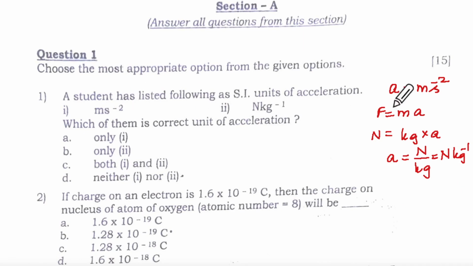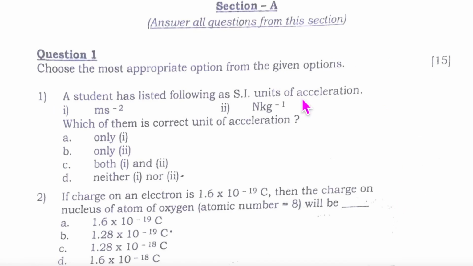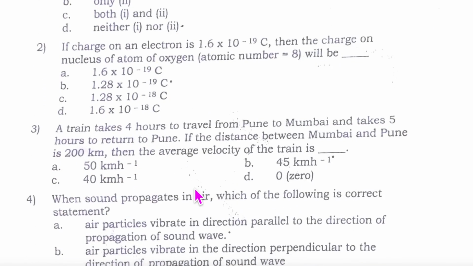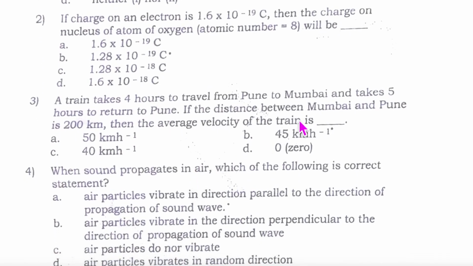Meter per second square is correct, and Newton per kg also is correct. Which one of them is the correct unit of acceleration? Only one, only two, both 1 and 2, neither of them. It will be C. If I use a as v minus u upon t, then meter per second upon second becomes meter per second square. So both are the correct ones. Now if you would not have got this on your own, then just give yourself 0. Otherwise you have to mark yourself.